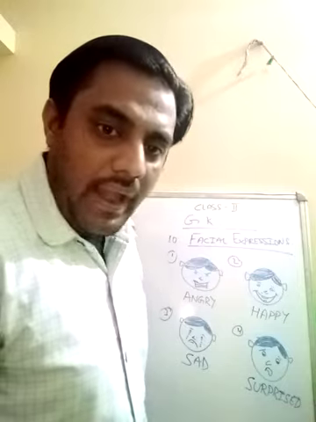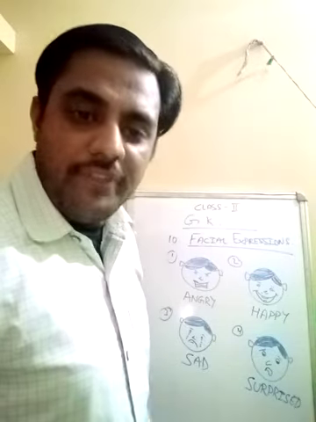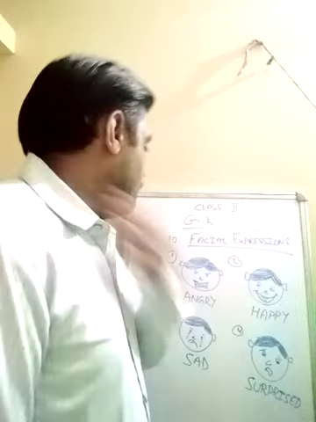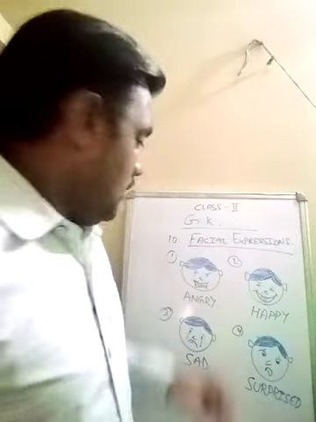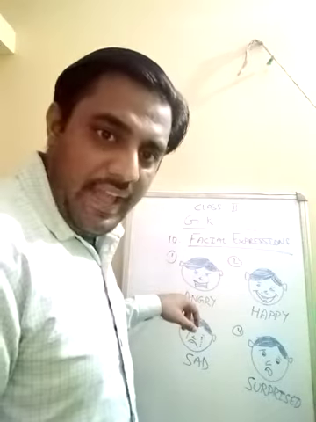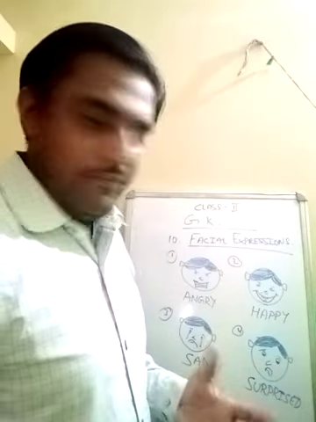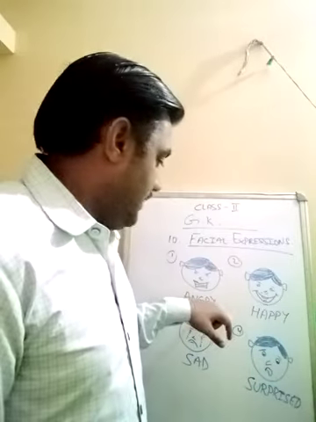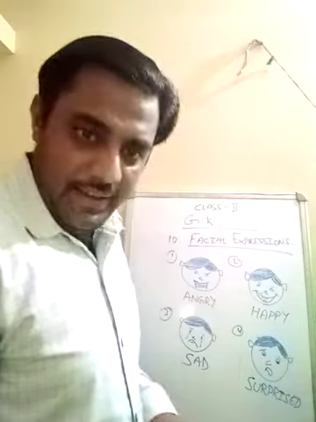S-U-R-P-R-I-S-E-D, surprised. So you see, we have 4 different facial expressions for 4 different situations. When we are scolded or we are punished, we become angry and we make an angry looking face. What is the spelling? A-N-G-R-Y, angry.